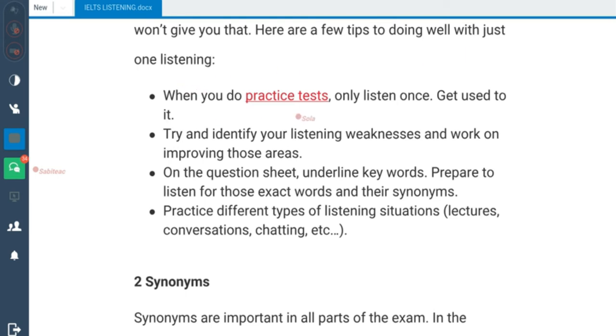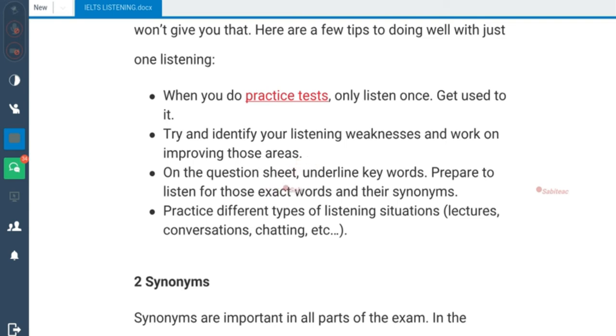When you do practice tests, only listen once because you need to get used to it. Try and identify your listening weaknesses and work on improving those areas. When you do a number of listening tests, if you have weaknesses, for example, if certain question types are difficult for you, then you'll be able to identify those weaknesses, and then the next thing is to work on those weaknesses.